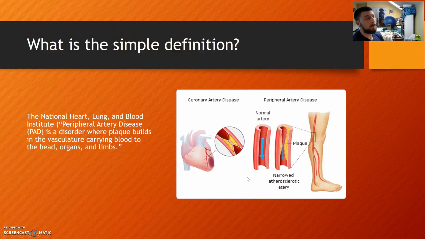So the National Heart, Lung, and Blood Institute describes PAD as a disorder where plaque builds up in the vasculature carrying blood to the head, organs, or limbs. Primarily, the literature states that PAD afflicts the lower extremities, so you'll see blocks going down to the legs. And people will also experience colored indications, which we'll talk about later, but basically muscle cramping due to the lack of blood flow, which is going to be very important later on. But just keep in mind that it's a block in an artery going to a limb.